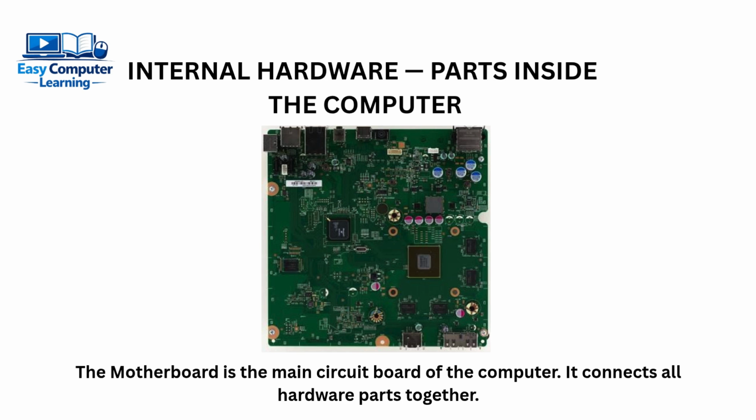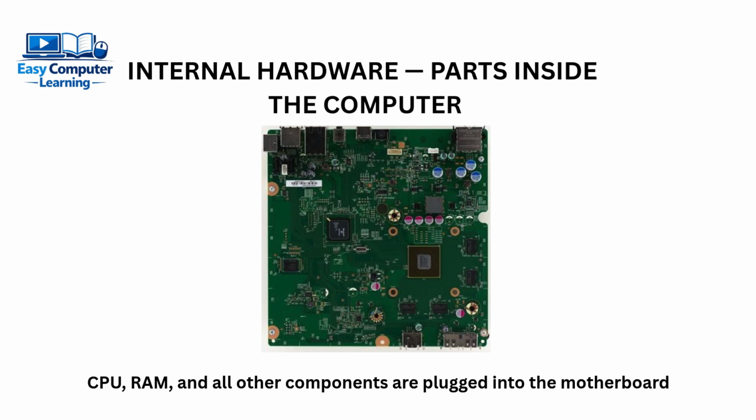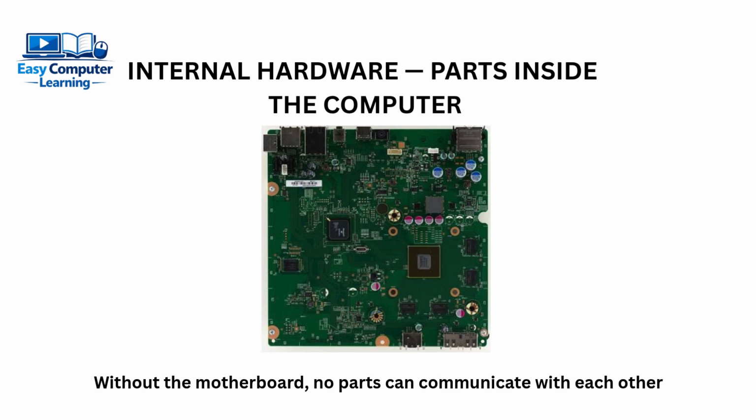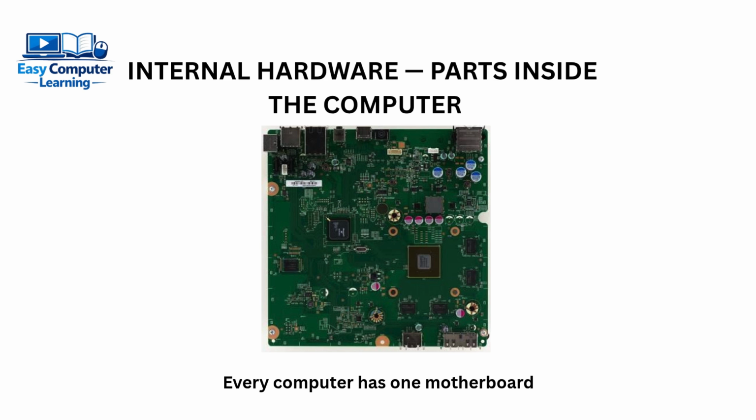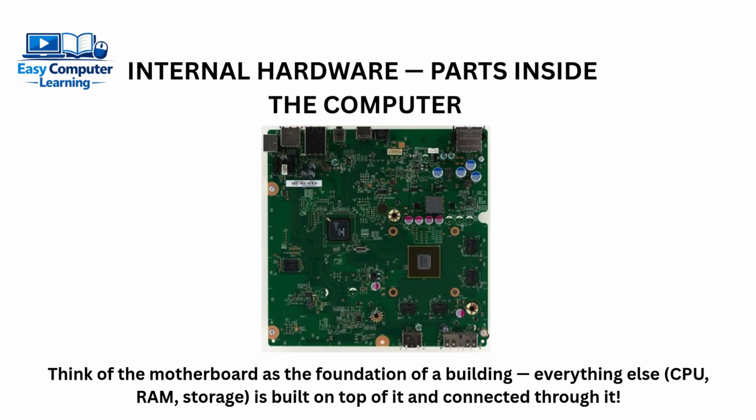Motherboard. The motherboard is the main circuit board of the computer. It connects all hardware parts together. CPU, RAM, and all other components are plugged into the motherboard. Without the motherboard, no parts can communicate with each other. Every computer has one motherboard. Simple example. Think of the motherboard as the foundation of a building. Everything else, CPU, RAM, storage, is built on top of it and connected through it.